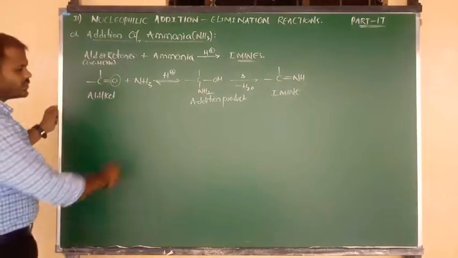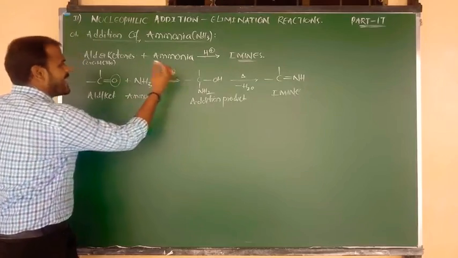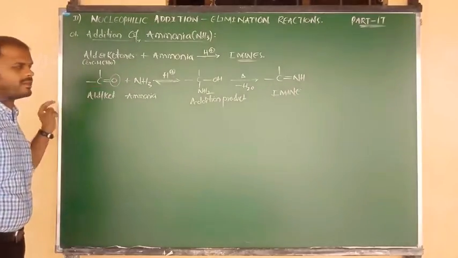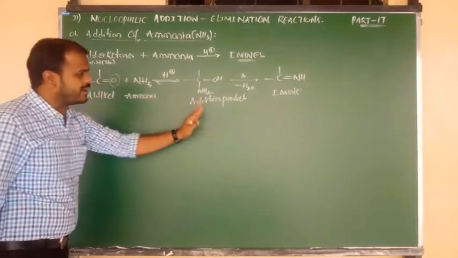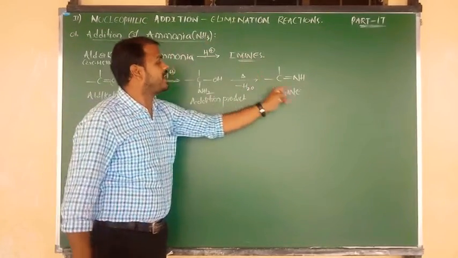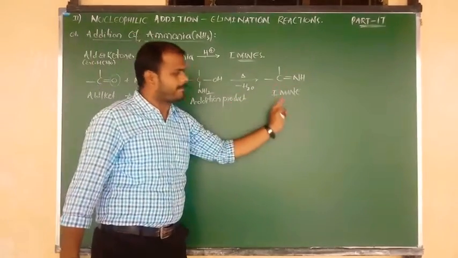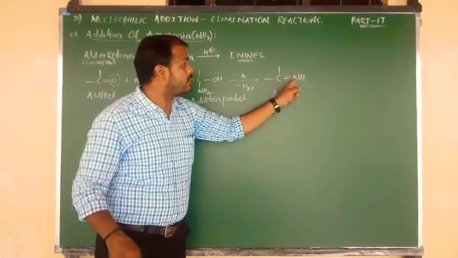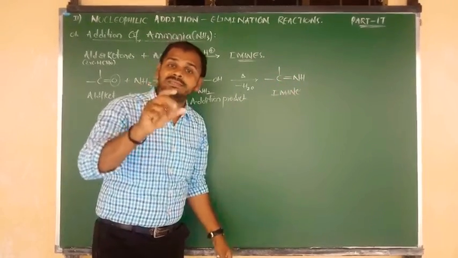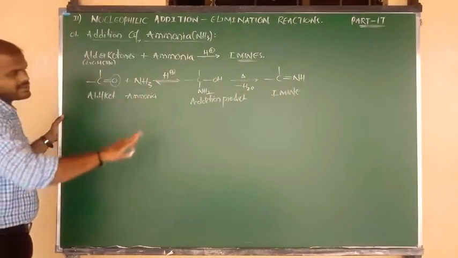So aldehydes and ketones on addition with ammonia in an acid catalytic medium give the product, which is nothing but imine. By the addition of ammonia we get an addition product, followed by elimination, and we get our final product, that is imine. Imines are organic compounds having carbon-nitrogen double bonds. Between C and N there should be a double bond. That is imines. I have given you the general equation.